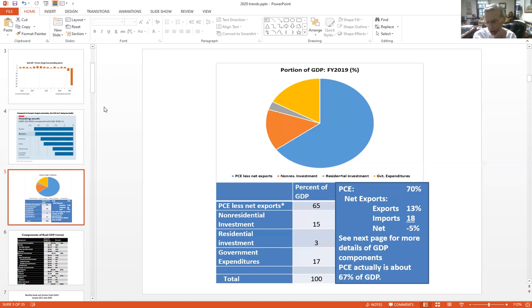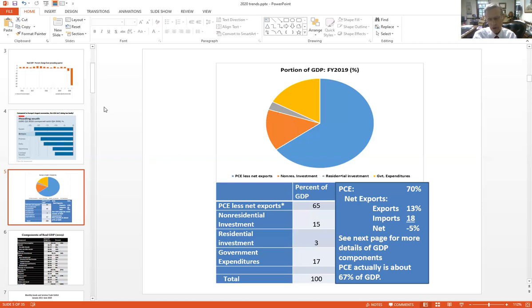And that's because they're negative. We import about 5% more than we export. You can see that over on the right side. So if we didn't provide for that 5% decline, then we would have 105, and we couldn't make the circle. So the way I've handled that is by subtracting the 5% from the 70%. And so over on the left, you see that PCE less net exports is 65%, not 70.